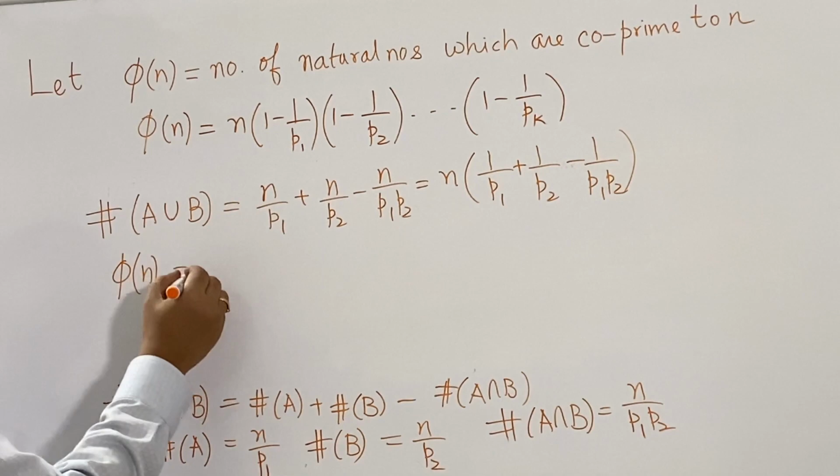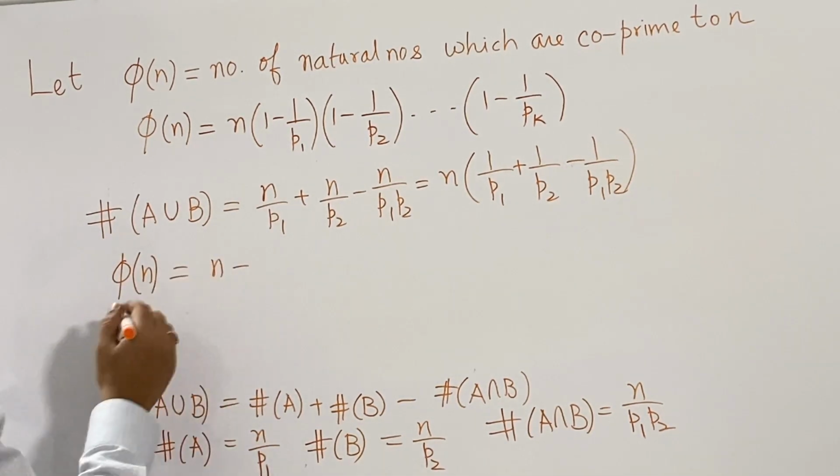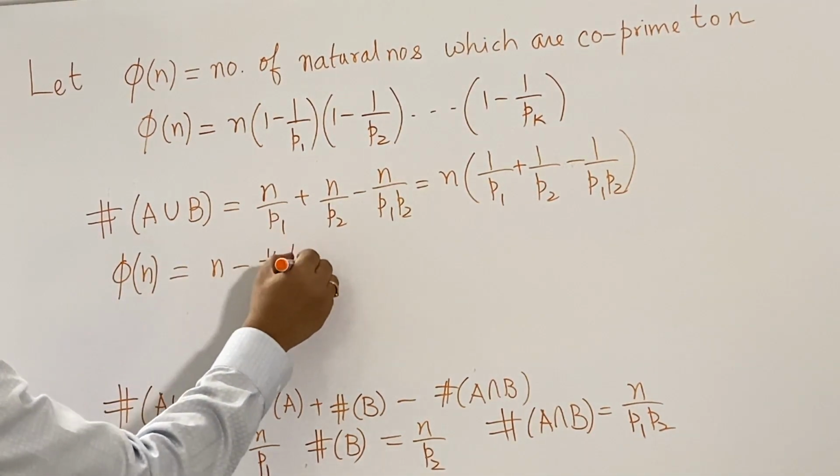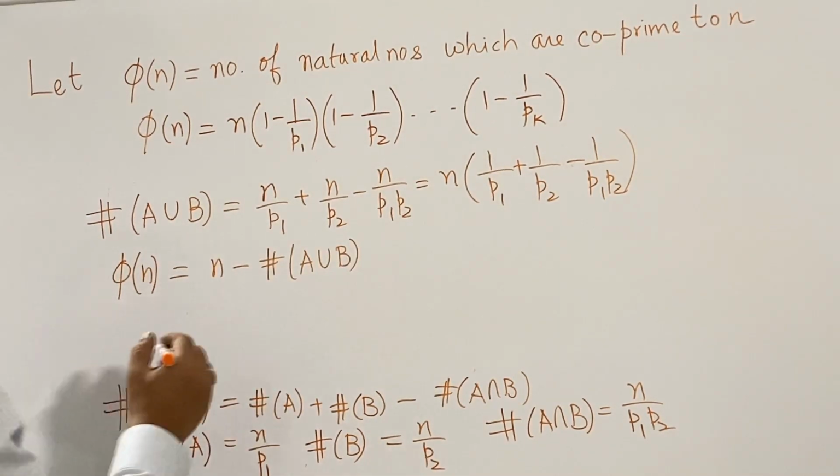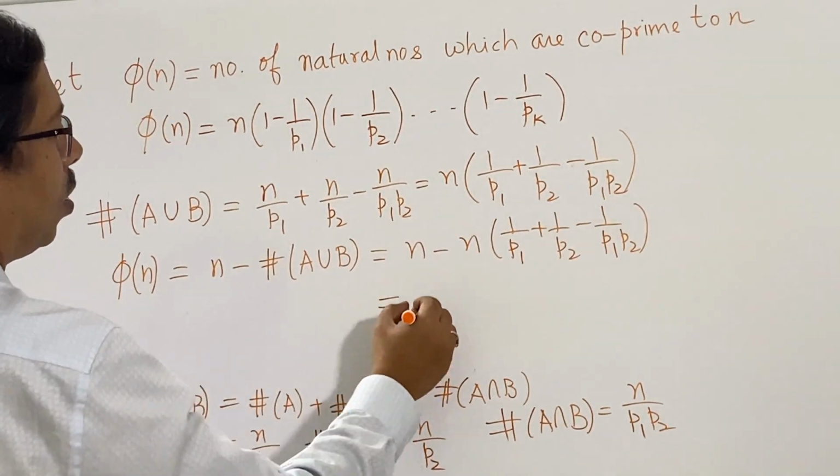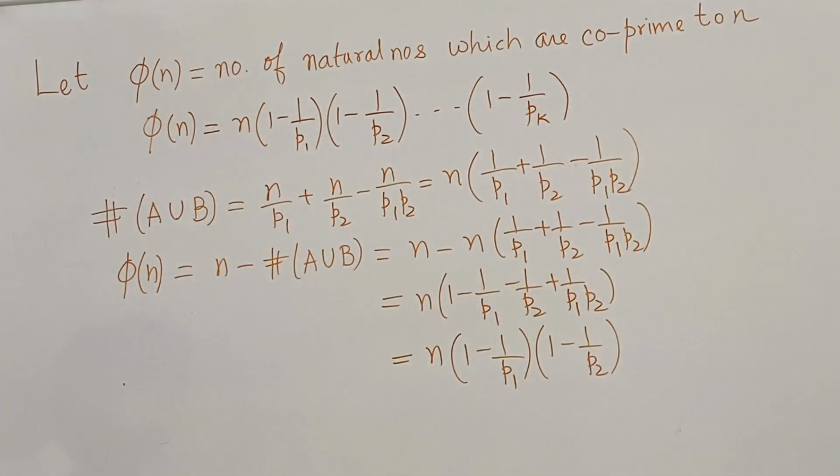Now phi n, as I mentioned before, is n minus the cardinality of A union B, and on simplification this becomes n into 1 minus 1 by p1 into 1 minus 1 by p2. Thus, if n is of the form p1 to the power alpha 1, p2 to the power alpha 2, we see that phi n is of the right form. This argument we will be able to extend to the case when n has k prime factors.